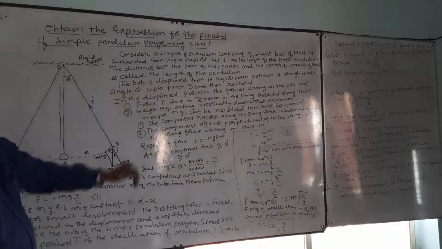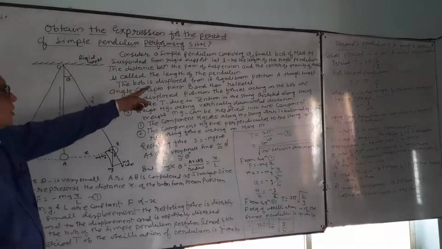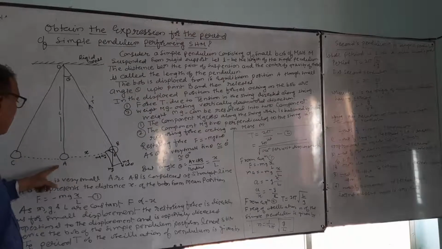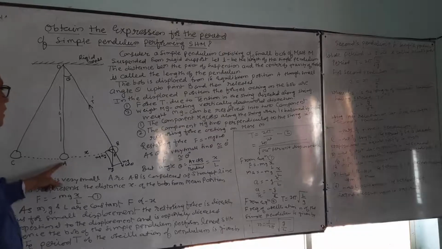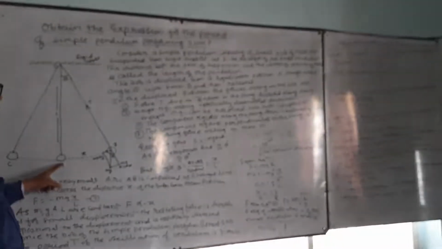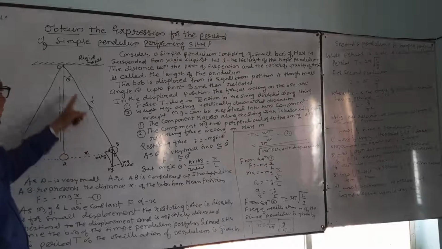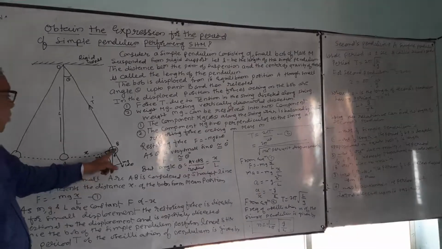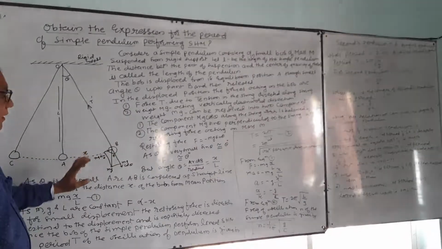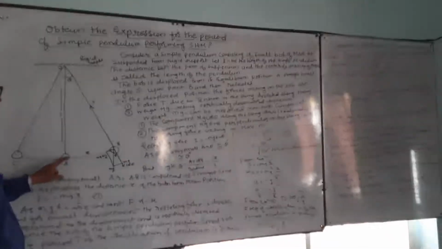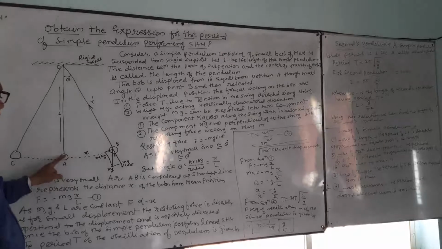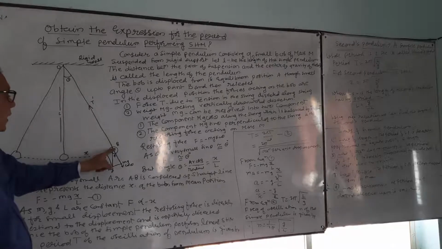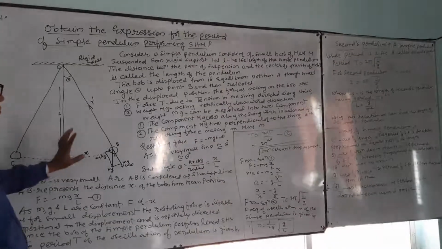The bob is displaced from its equilibrium position A. See here, this bob is displaced from this equilibrium position A through a small angle theta up to point B and then released.